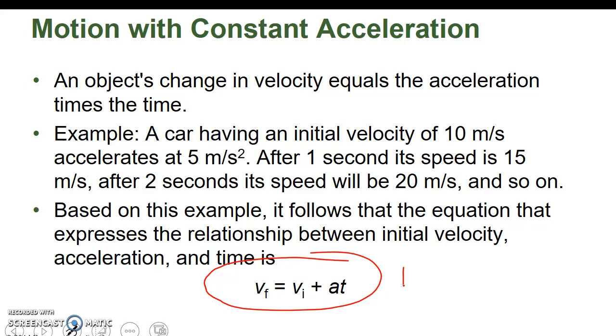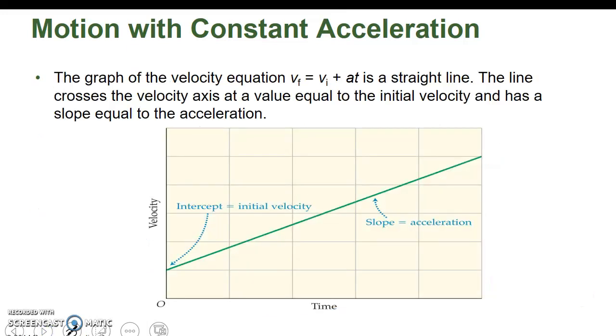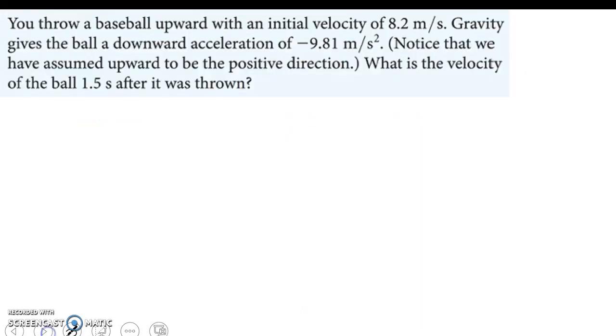What's missing from this equation is position. So if we were to graph this as final velocity being y, initial velocity being my y-intercept, acceleration being my slope, and then time being my x, it's in y equals mx plus b format, or slope-intercept form. So we can use that information graphically.